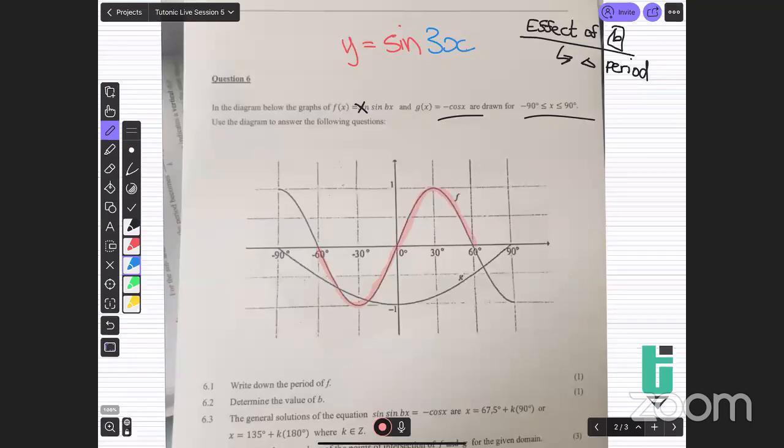G of x equals minus cos. And you guys can see that here. So if you know the cos graph starts at 1, and there's a concept video on the cos graph, then if it's a minus cos graph, it will start at -1. And then the cos of 90 is 0. Okay, so do you guys see the first question? Period of f, and the value of b.